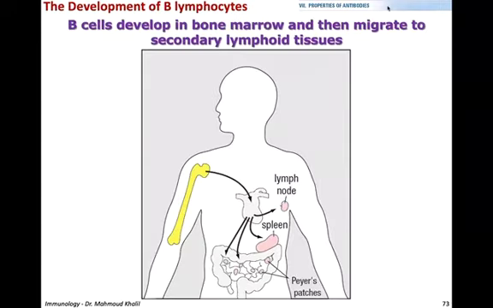The B lymphocyte starts development in the bone marrow, and then it needs to migrate to secondary lymphoid tissue. So you can see from the figure, it can migrate through the circulation into different secondary lymphoid tissue, either lymph node, Peyer's patches, or even the spleen.